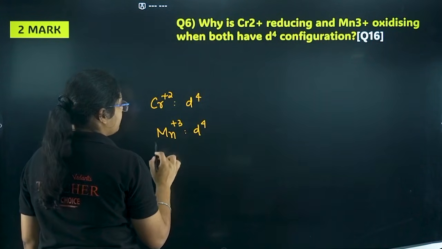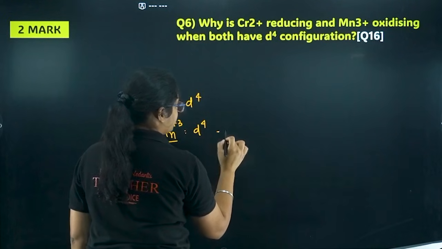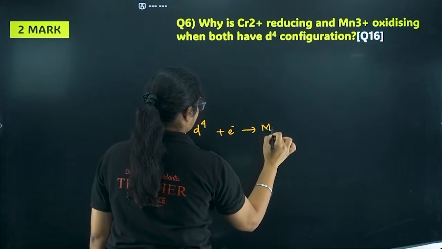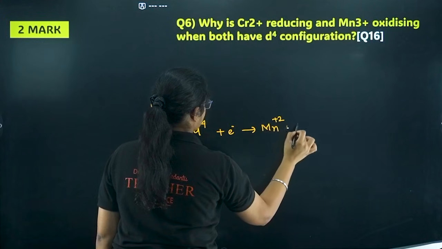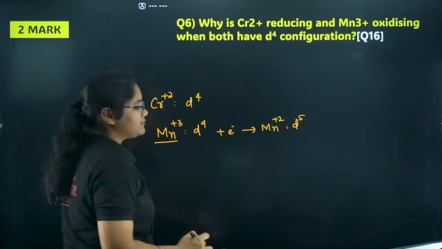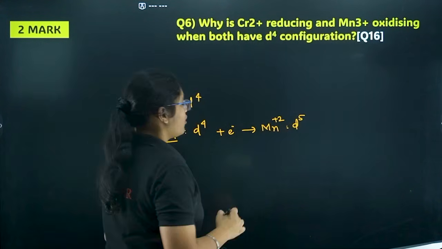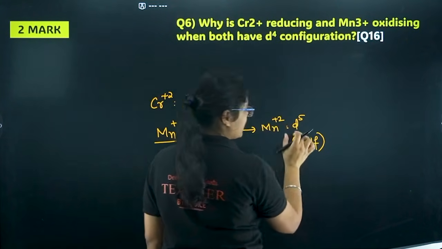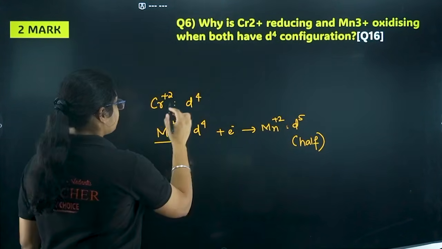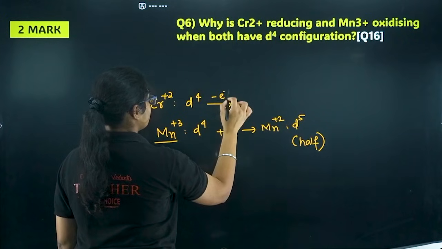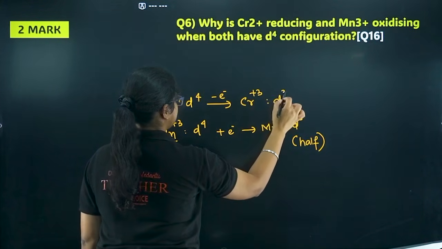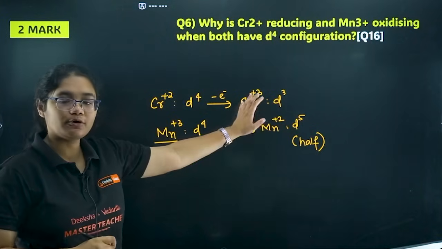Now see, if Mn3+ gains one electron, what will its configuration be? Mn2+, right? And its configuration will be d5. Now what is special about d5? We all know that d5 is a half-filled configuration, right? So that is why it is stable. Now see, from Cr2+, if you remove one electron, we will get Cr3+, and this configuration will be d3. Now is there anything special about d3?